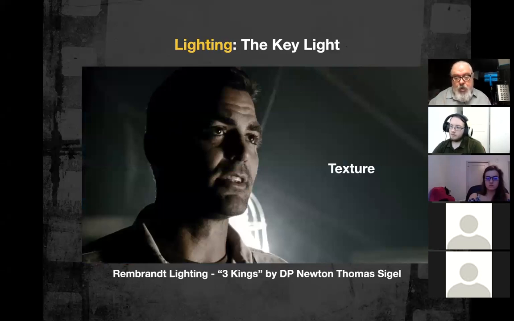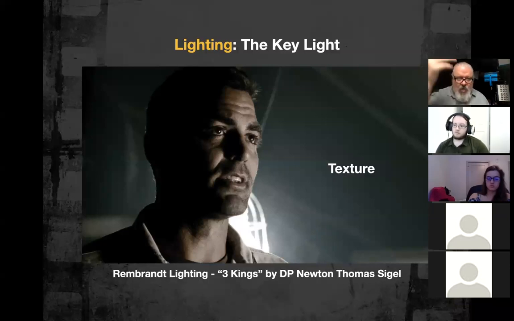Here's texture from a side light key. This is George Clooney in the movie Three Kings. So Newton Thomas Siegel, same guy that lit Drive, is the DP and he's using contrasty light. You can see over George's shoulder, there's a cage work light, like your dad might use in the garage when he's fixing the car. That's hanging in this tent because these guys are all in the army. They're in Iraq. It's from the first Gulf War, I believe. And they're about to pull off a heist.